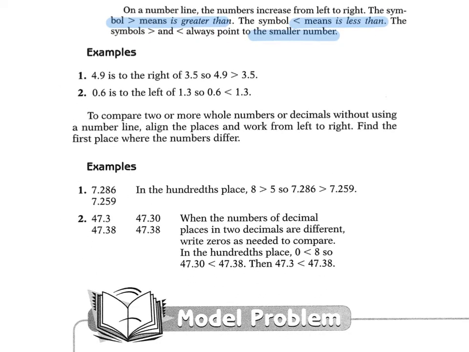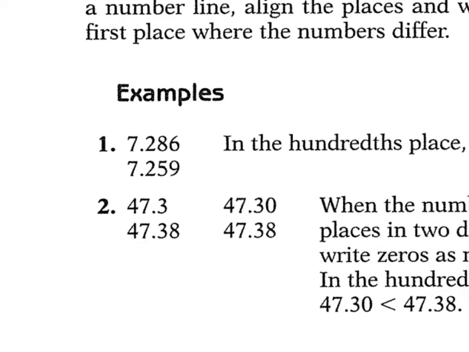To compare two or more whole numbers or decimals without using the number line, we can align the places and work from left to right. And we need to find the first place where the numbers differ. So looking at example 1 here, our 7s are the same, our 2s are the same, but here we have 8 is bigger than 5, so we would write this as 7.286 would be greater than 7.259.